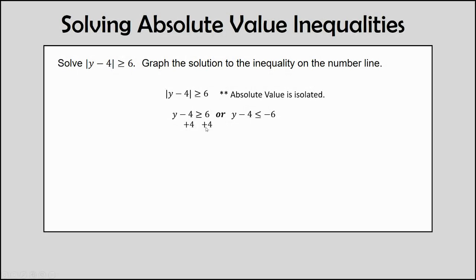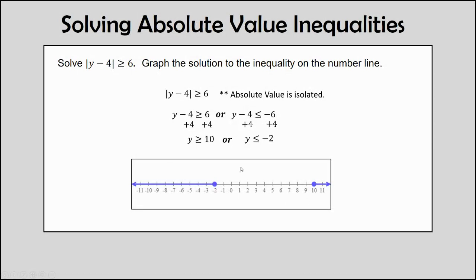Okay. Add 4. Y is greater than or equal to 10. Add 4. Y is less than or equal to negative 2. Remember, my conjunction is "or." Now it said graph it, right? So if I graph it, it looks like this.